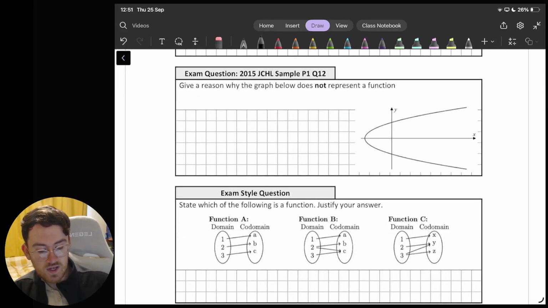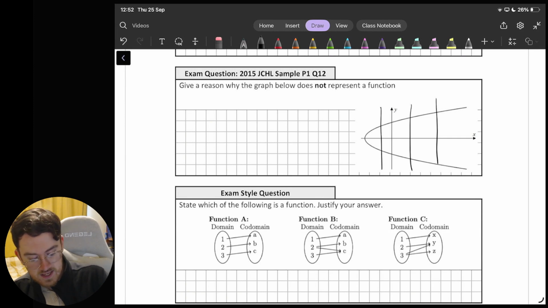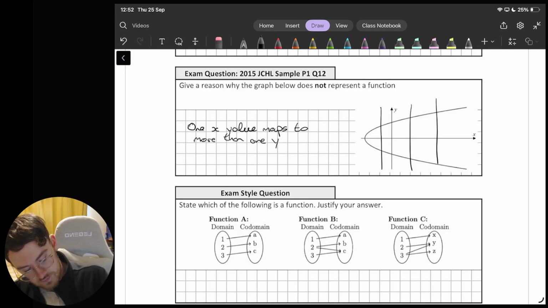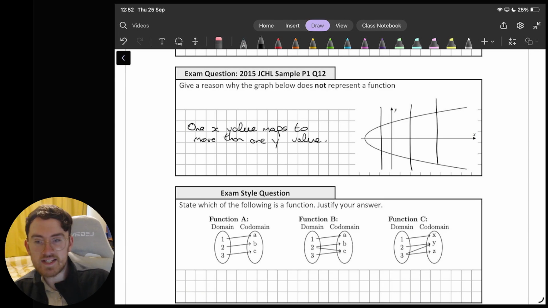We're asked to give a reason why this graph does not represent a function, and you guessed it, it fails the vertical line test. What does that mean? It means that one x value maps, we use the word maps, to more than one y value. So what do I mean by that? I mean one x value, which we remember is an input, maps to or goes to more than one y value, which is an output. So there's more than one y happening there.